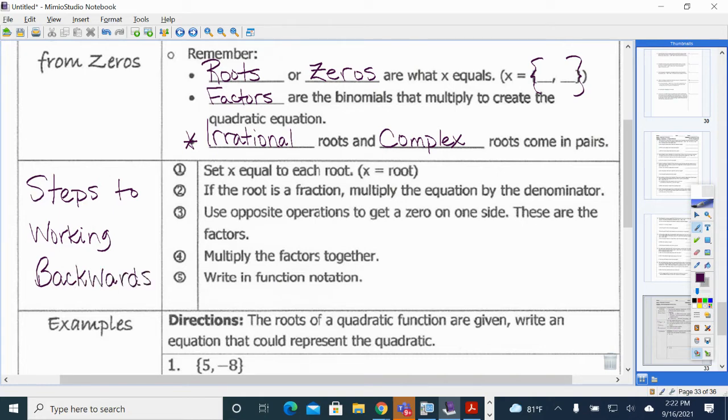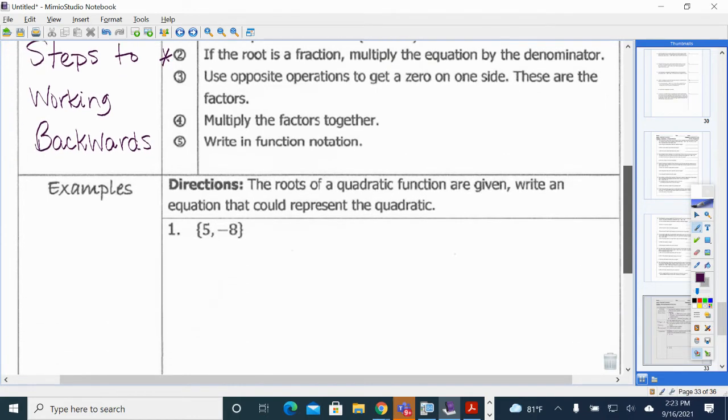Number 1 says to set x equal to each root. Number 2 says if the root is a fraction, multiply the equation by the denominator. I'm going to put a big star next to number 2 because that's another step that a lot of students will forget to do. Thirdly, use opposite operations to get a 0 on one side. These are your factors, and then we're going to multiply the factors together and then write in function notation.